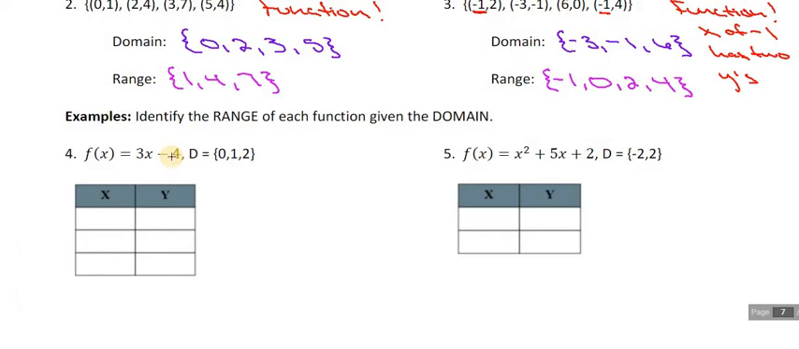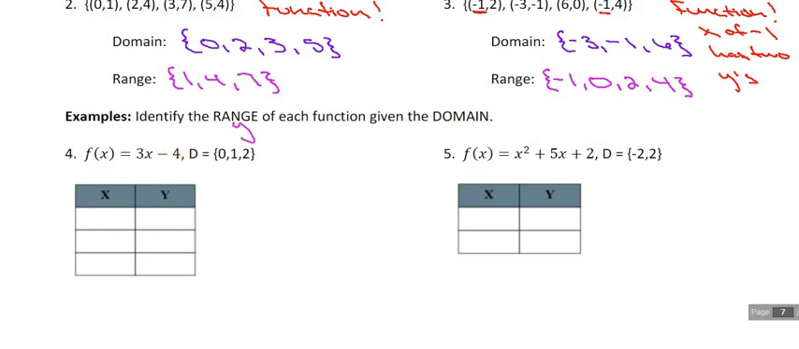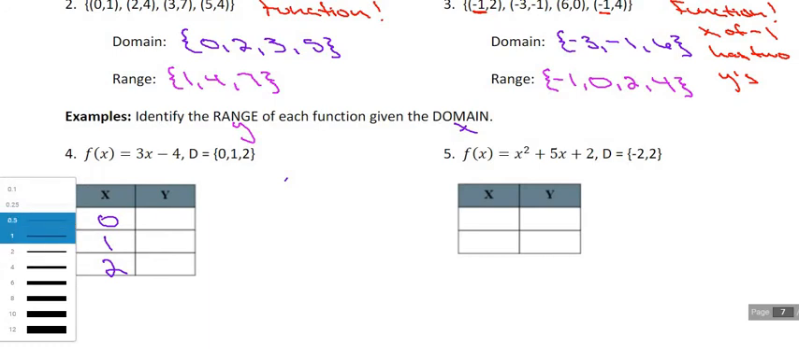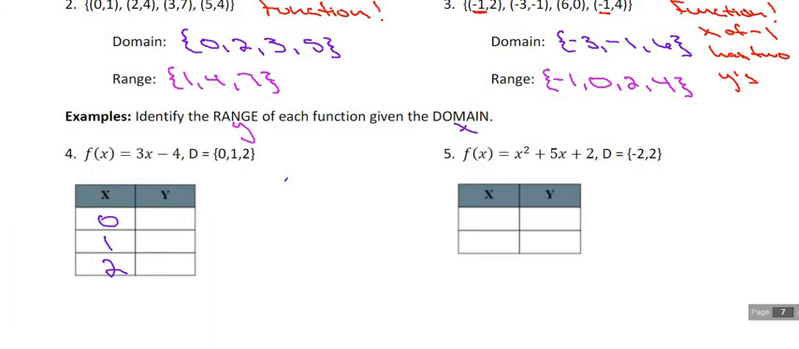If we want to identify the range, it means find the y values when we are given our x values. So we're going to take our x values of 0, 1, and 2, and plug them into our function. Here's how function notation works. It says f of x equals 3x minus 4. It means the function value for a given x, and the function value is the y value.